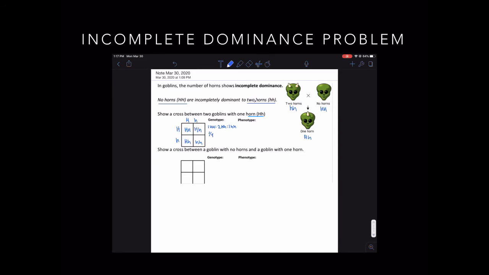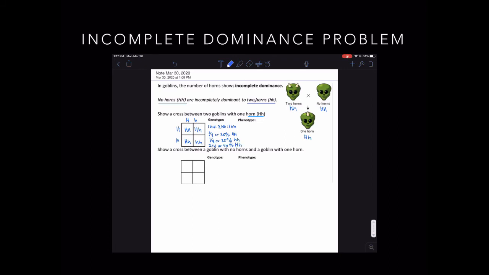Once again, that's 1 out of 4 homozygous dominant, also stated as 25%. Next is the homozygous recessive, which is also 1 out of 4, or 25%. Finally, the last one is 2 out of 4, or 50% heterozygous.